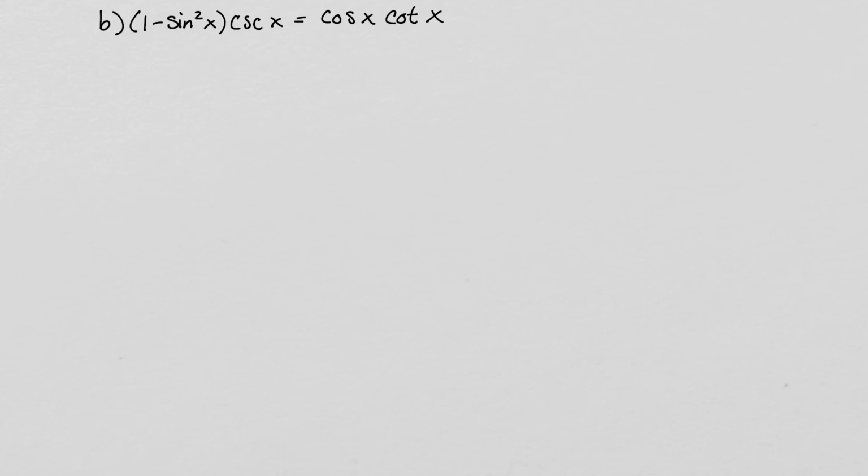Okay, so again, this one's kind of similar. Again, I'm going to use that Pythagorean identity. So remember we had that sine squared x plus cosine squared x equals 1. This time I have 1 minus sine squared x. So if I subtracted a sine squared x from both sides, I would have that cosine squared x is 1 minus sine squared x.